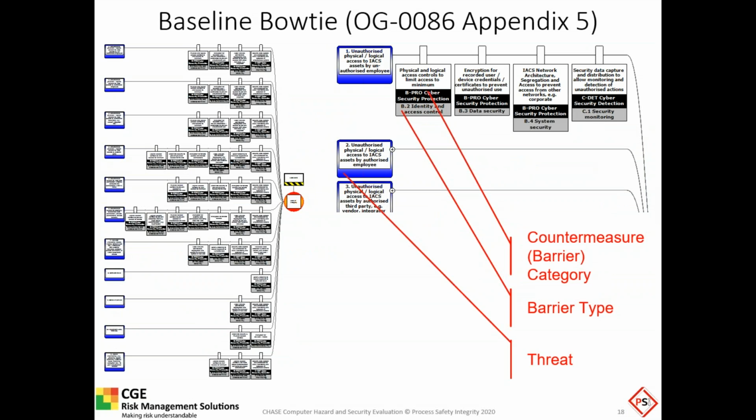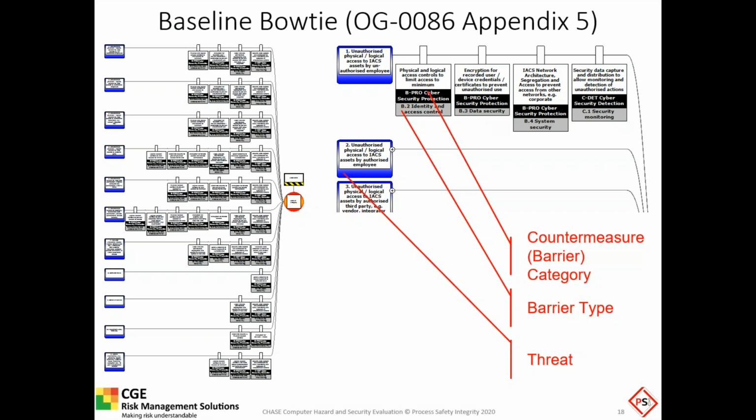Now, the start for a self-assessment is, in our case, we've taken a specific appendix from OG0086, which has 11 familiar or most common threat types. Most of these are malicious or deliberate attacks on your industrial automation control systems. We've simplified that in a simple Bowtie format, and we're using the cyber assessment framework to identify the countermeasures that the HSE expect to see in place.